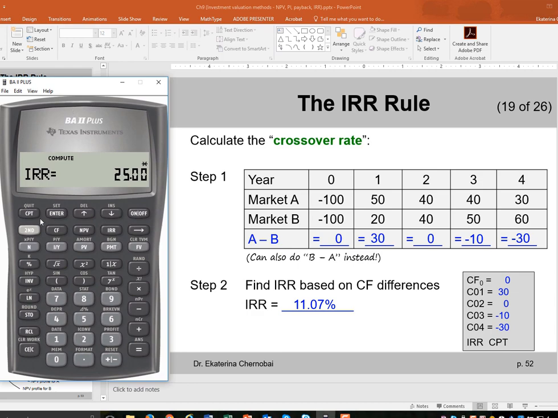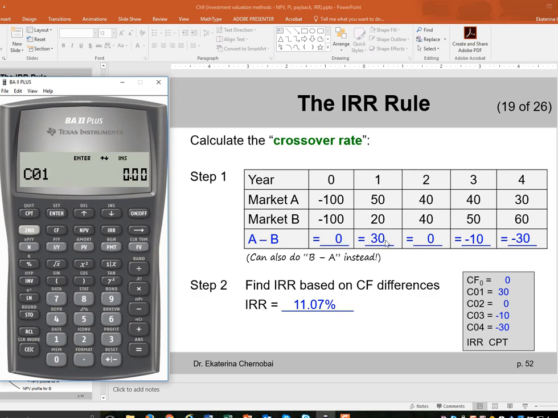Let's start by clearing the calculator. Second, plus minus, enter. Off and back on. Cash flow key. Cash flow 0 is 0 from our calculations. So I press enter to save that number and the down arrow key.